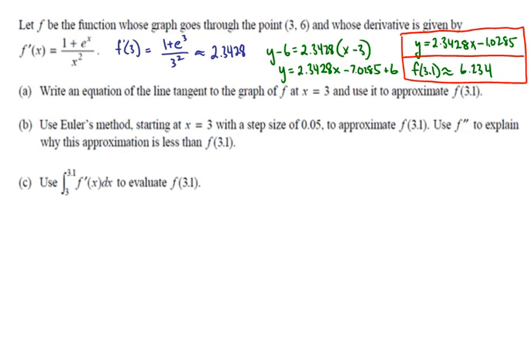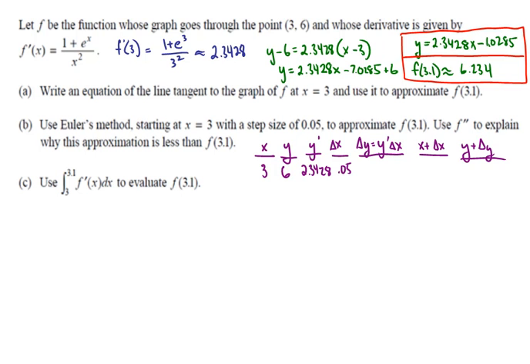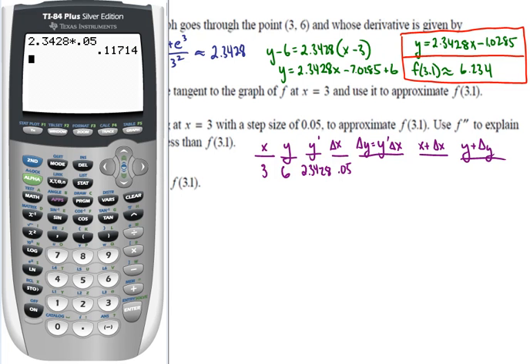Next, using Euler's method, starting at x equals 3 with a step size of 0.05, approximate f of 3.1. I set up my table to do Euler's method, and I'm starting with x is 3, y is 6. When I plug those in, I got 2.3428 with a delta x of 0.05. I multiply those two to get 0.1171. Next, I add x plus delta x, which will give me 3.05.